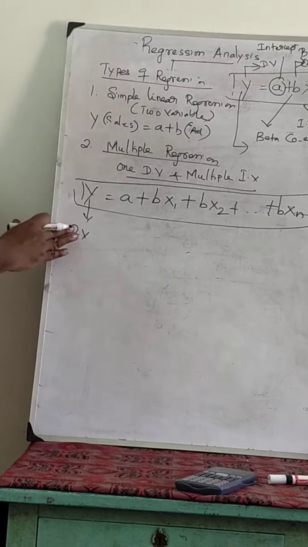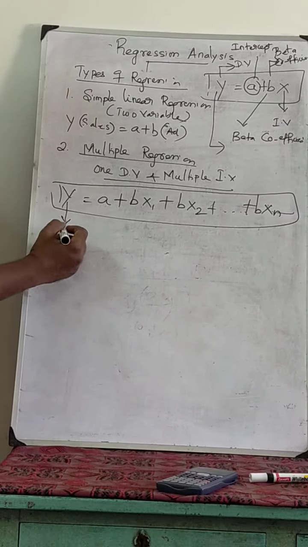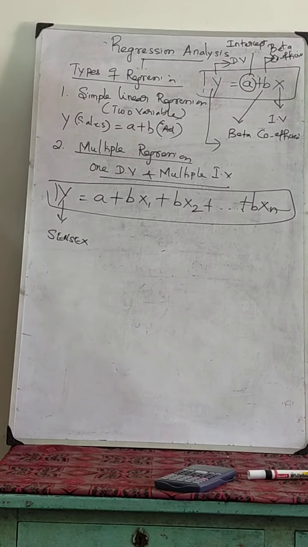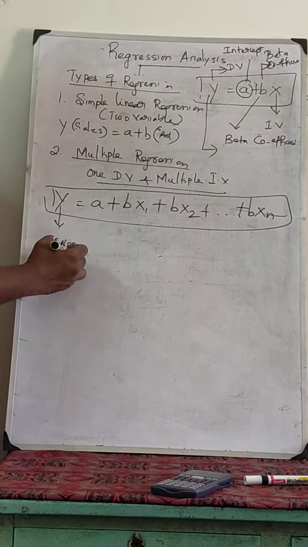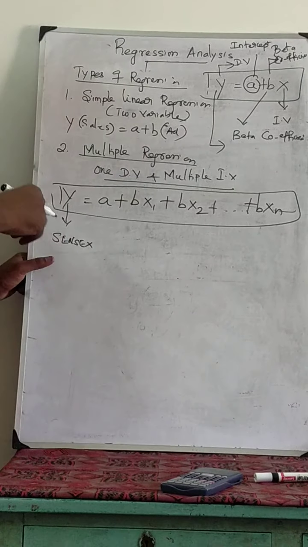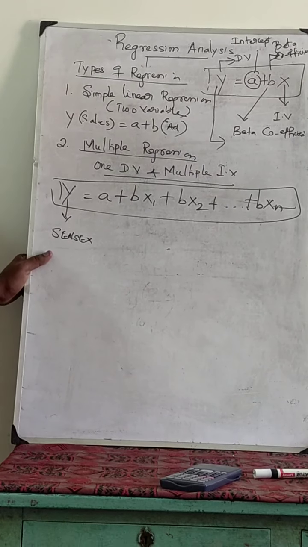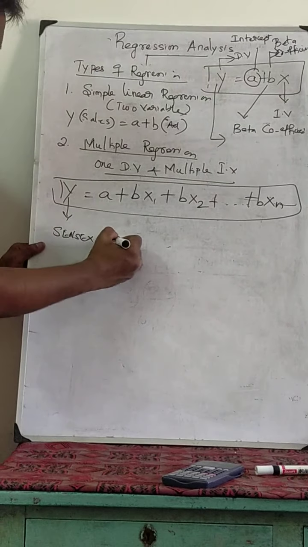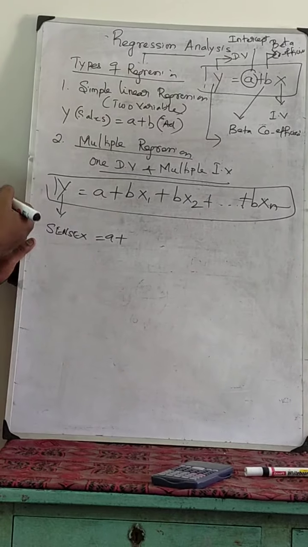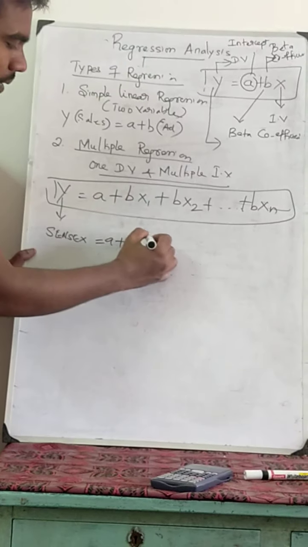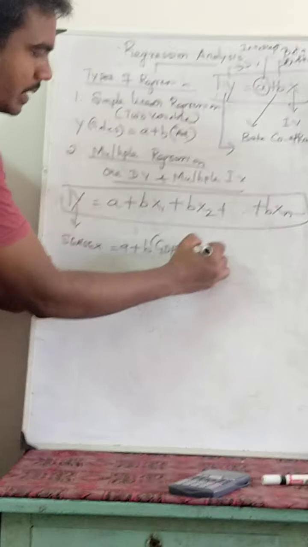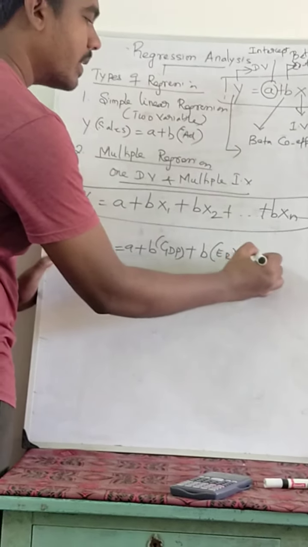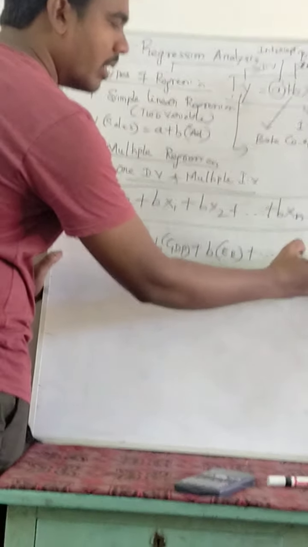For example, the stock market, Sensex. Sensex is the exchange. There are two exchanges available in the Indian stock market. Sensex represents our Indian stock market. So Sensex depends on various macroeconomic factors. For example, b1 GDP plus b2x2, what is that? Exchange rate plus etc., whatever it is.